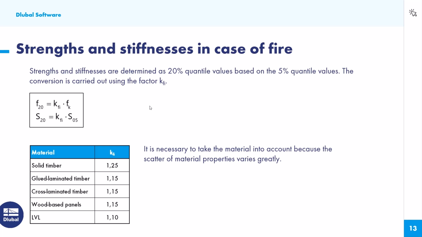Fortunately, there is no additional value in the material standards. Fortunately, they used this conversion factor k_fi, which helps us to keep this database as small as possible. And you see the 20% quantile value is dependent on the material. It depends on the scatter of the material properties because it varies greatly from solid timber to glulam, for example. And I guess it's clear that the properties scatter because of branches and cracks. Okay, that's it.